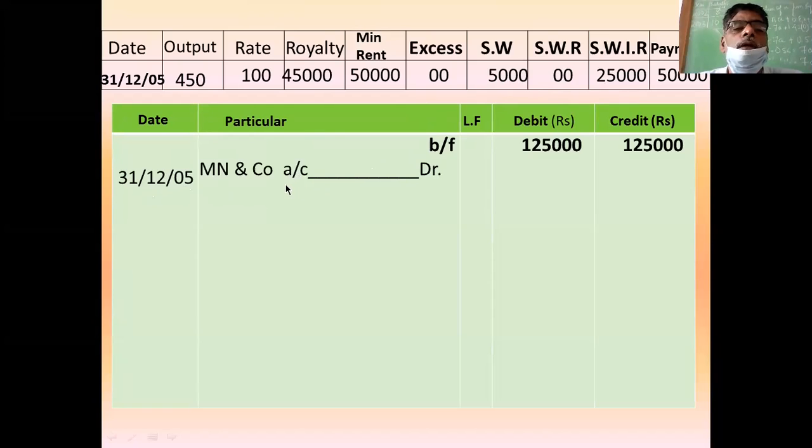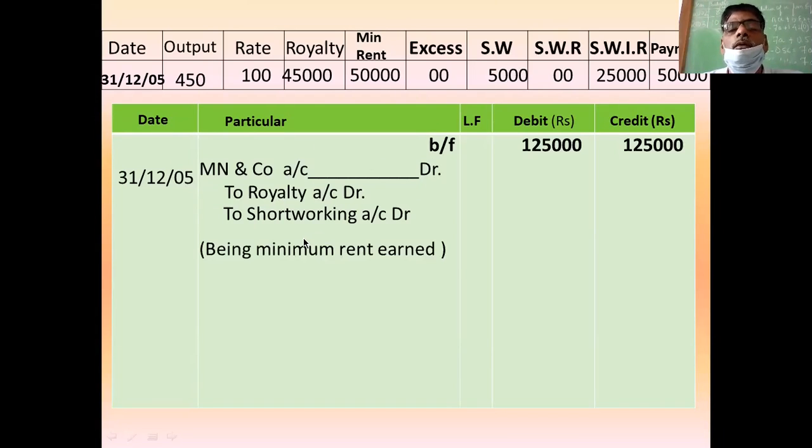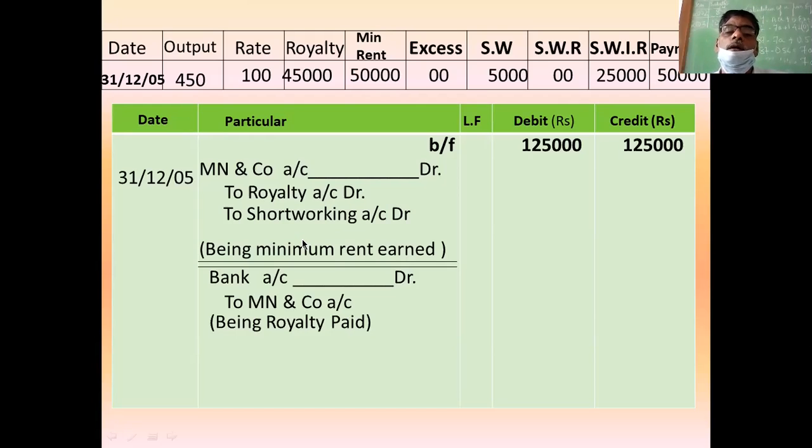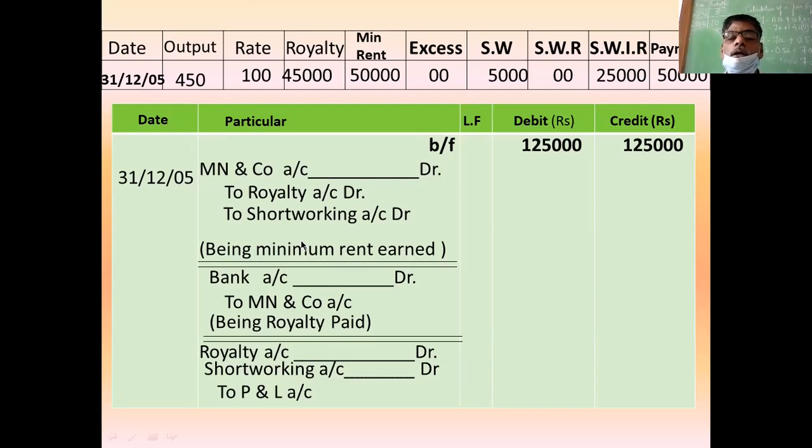You see here. MN company account debit to royalty, to short working. Second entry, only bank and MN company: bank account debit to MN company account. Third entry, royalty account debit, short working account debit to P&L account. Reverse order comes. Okay. Being royalty and short working transferred. Third entry, first entry, short working, because here SWIR. Clear? Put the amount.